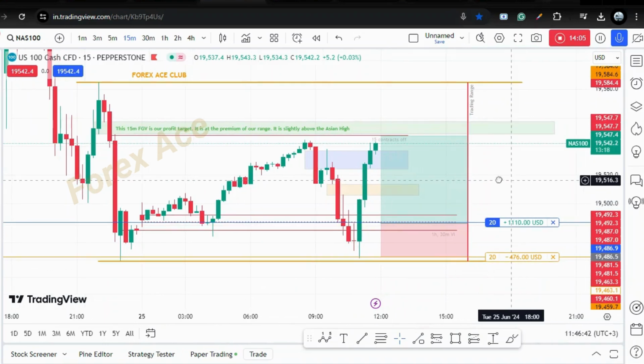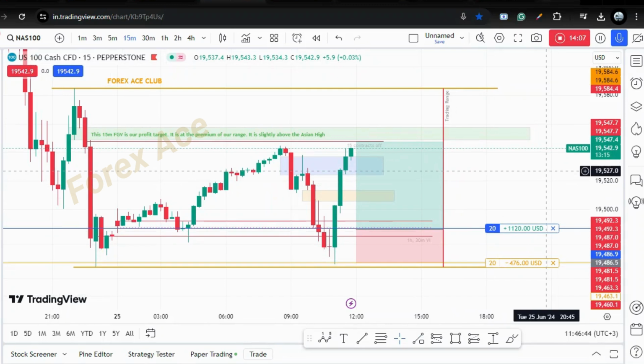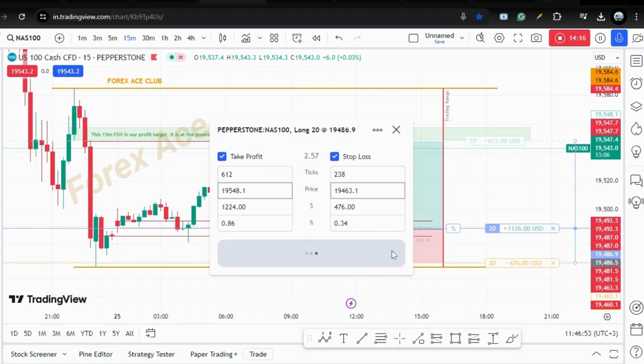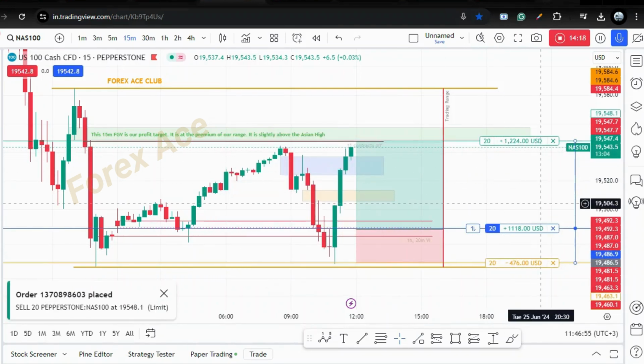That's a good trade. That's very beautiful. I'm going to put my TP to that area. So we're targeting 1,224.